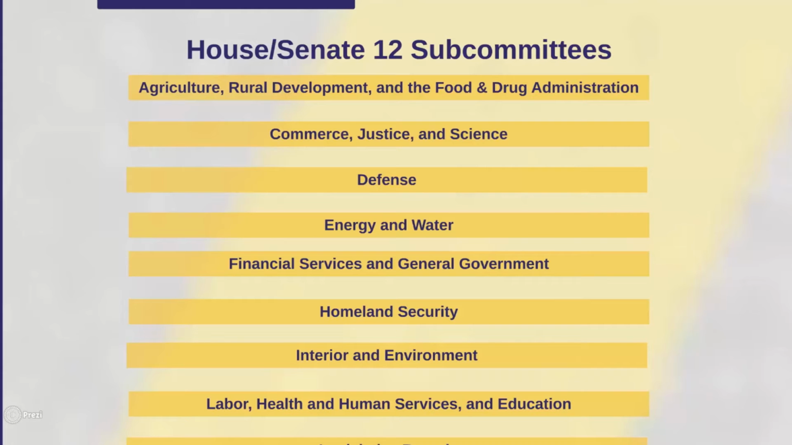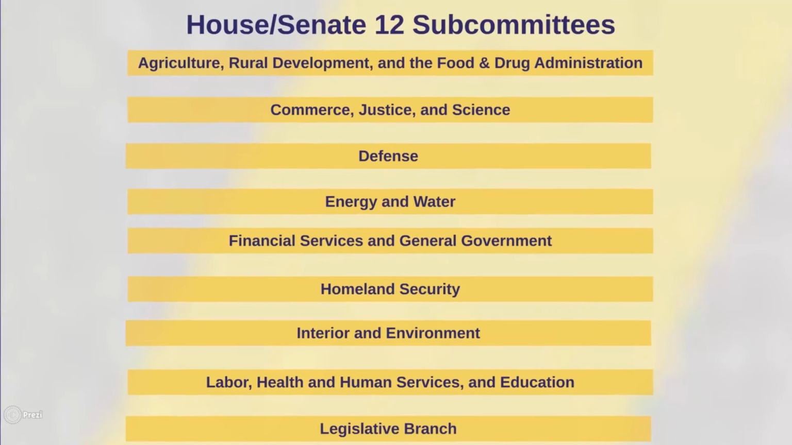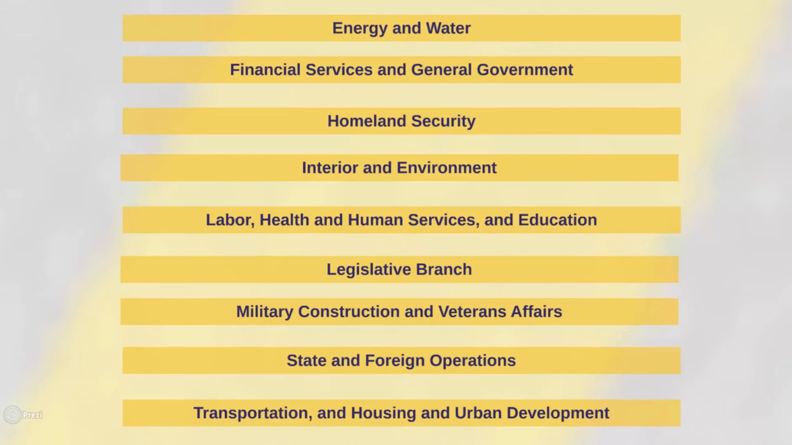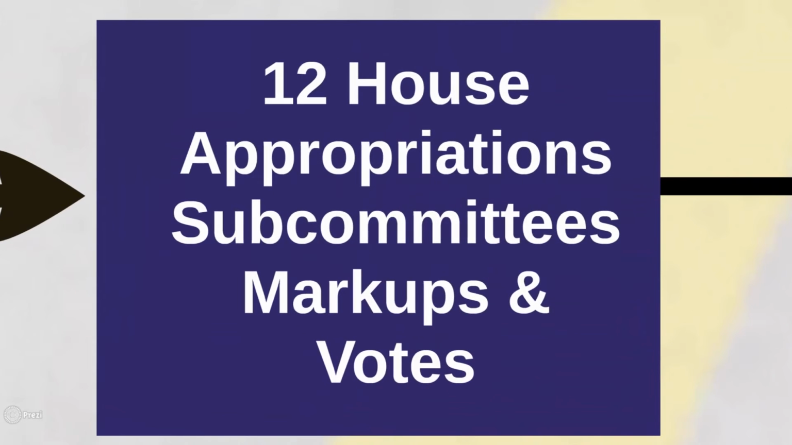The 12 subcommittees are Agriculture, Rural Development, and the Food and Drug Administration; Commerce, Justice and Science; Defense; Energy and Water; Financial Services and General Government; Homeland Security; Interior and Environment; Labor, Health and Human Services and Education; the Legislative Branch; Military Construction and Veterans Affairs; State and Foreign Operations; and Transportation and Housing and Urban Development. Most public health programs are funded through the Department of Health and Human Services.